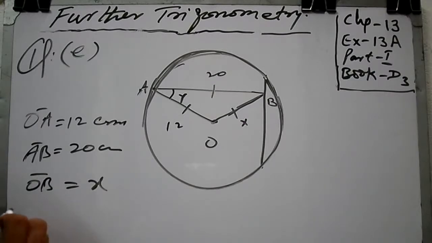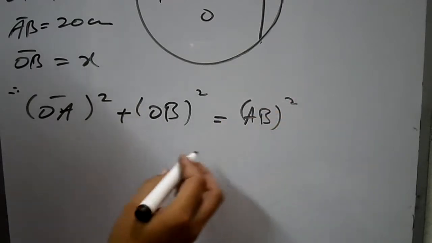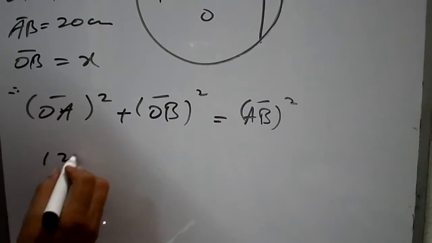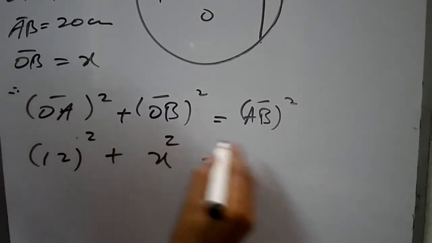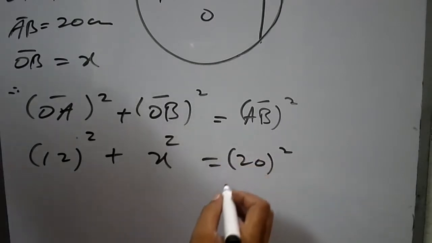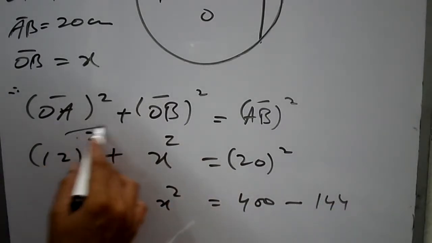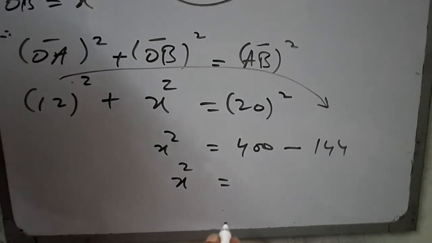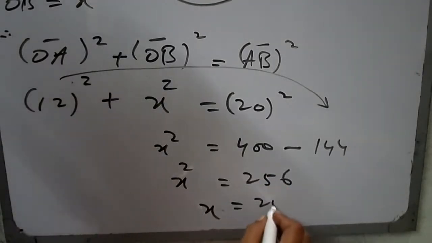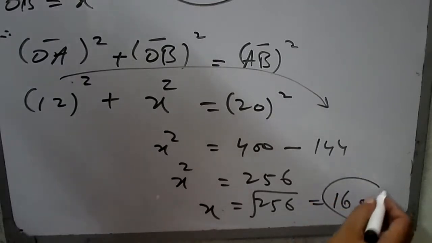So by using Pythagoras, OA squared plus OB squared is equal to AB squared. 12 squared, this is your x squared, and the value of AB is 20. So we need the value of x, so if I shift this, you will get the value of x squared is equal to 256. You will get 16 centimeter. So that is your result, the value of x.